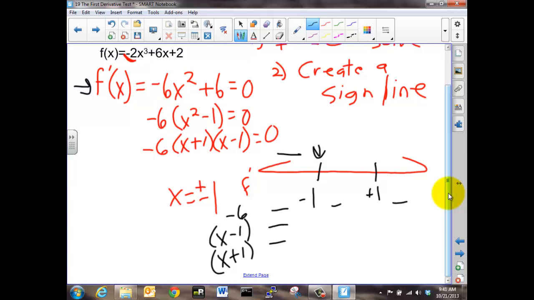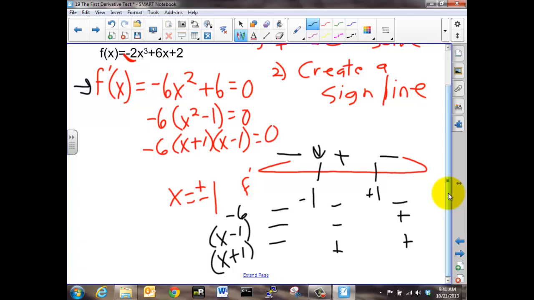All right, we're going to do the same thing between -1 and 1. What number are you going to pick? 0. 0 minus 1 is negative. 0 plus 1 is positive. So the derivative is going to be negative times positive, which makes it positive. All right? Bigger than 1, say 2. The -6 is still negative. 2 minus 1 makes it positive. 2 plus 1 is positive. So negative times positive is negative.